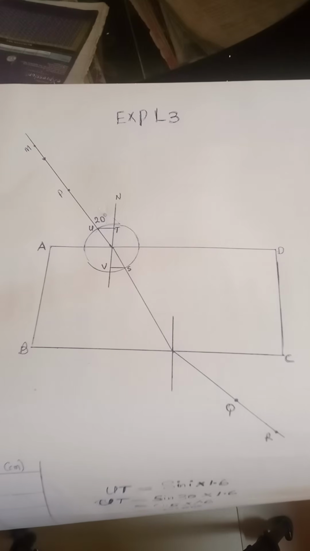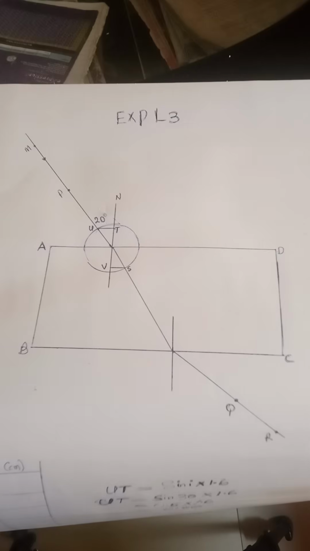I want to show you how you can get the readings on this particular experiment, LO3, refraction through a glass prism, which is a rectangular glass prism. I want to show you how you can get the readings without performing the experiment. Yes, it is possible. And then from the readings you have gotten, you can plot your graph accurately.